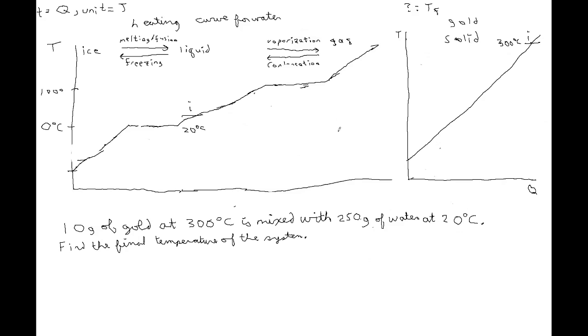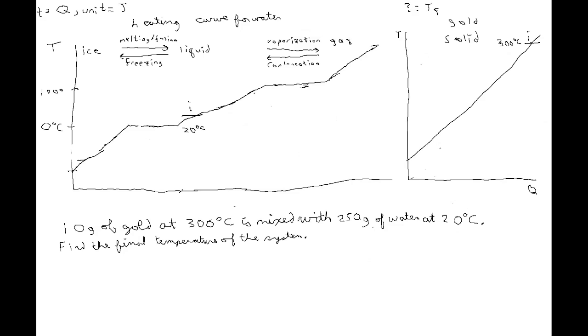Now, what do you know about the final temperature? What can you predict about the final temperature? The final temperature will be somewhere in between 300 and 20 degrees. That's right. And we know that the final temperature of the water will be the same as the final temperature of the gold. In this problem, even though they didn't say so, we should assume that we're going to wait long enough to get to thermal equilibrium.